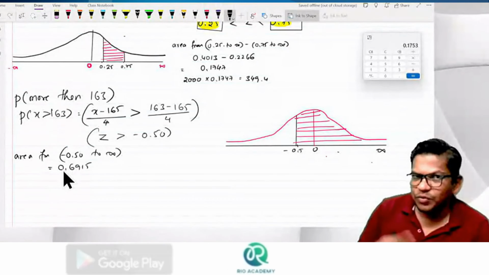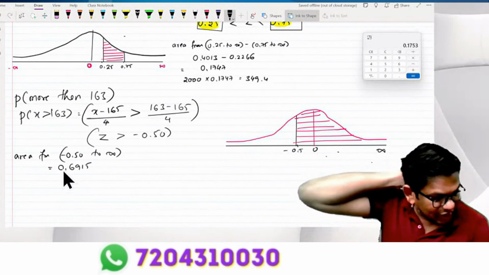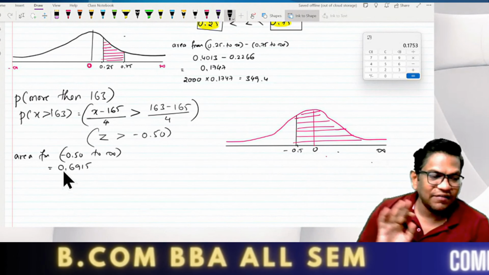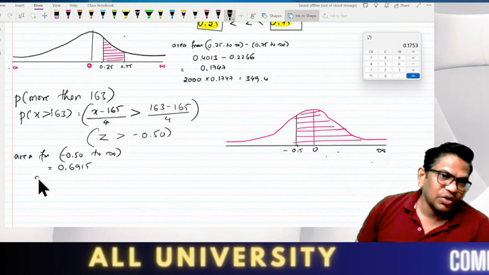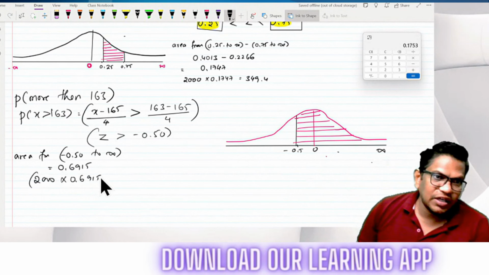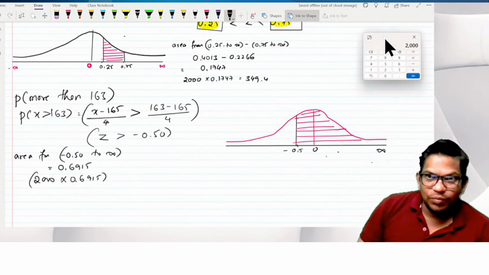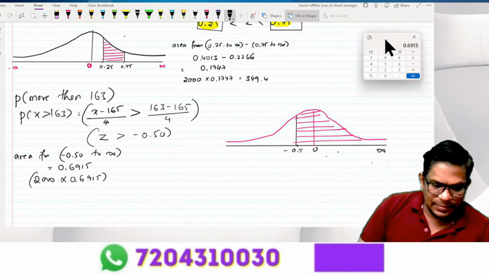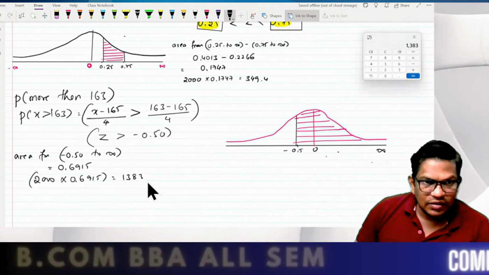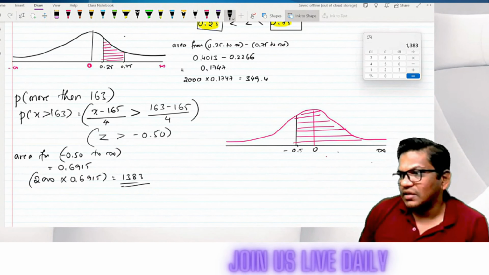By tomorrow I'll explain how we have to take the area and what the standard procedure is, because you cannot just memorize this. It is an easy technique and you can do it. Now we have this 2000, just multiply with 0.6915. That gives 1383. But let's solve the next problem.